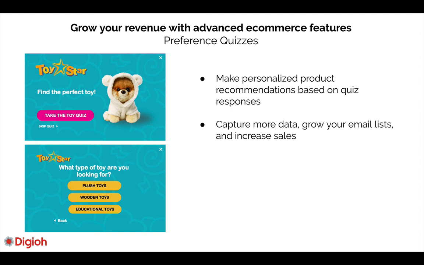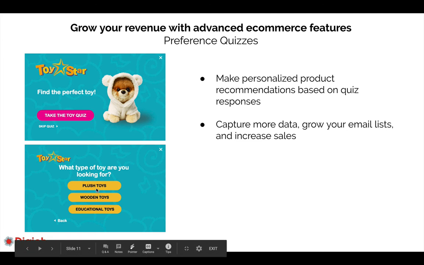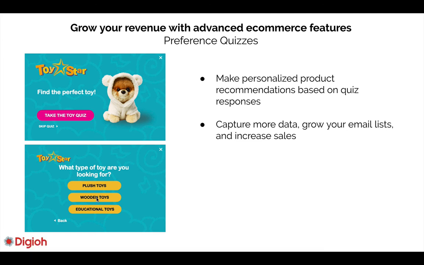This is a really cool thing, personalized product recommendations. So you can take them through a very easy, one tap quiz. So they click this take the toy quiz, then you ask them what they're looking for. And once they push in, like they're on wooden toys, maybe you can suggest your top selling wooden toy and then offer them even a coupon code if they enter their email address.